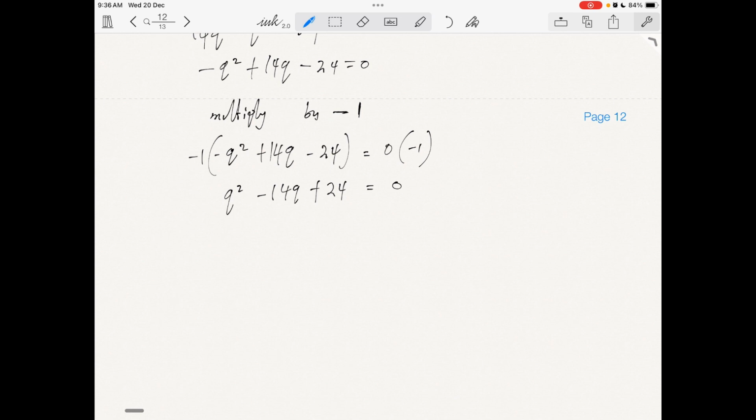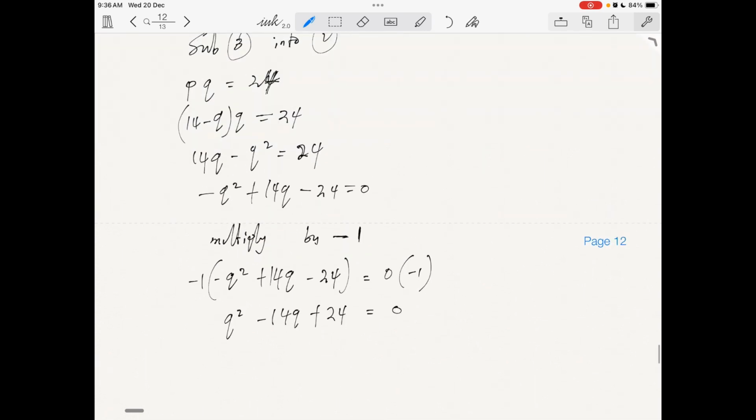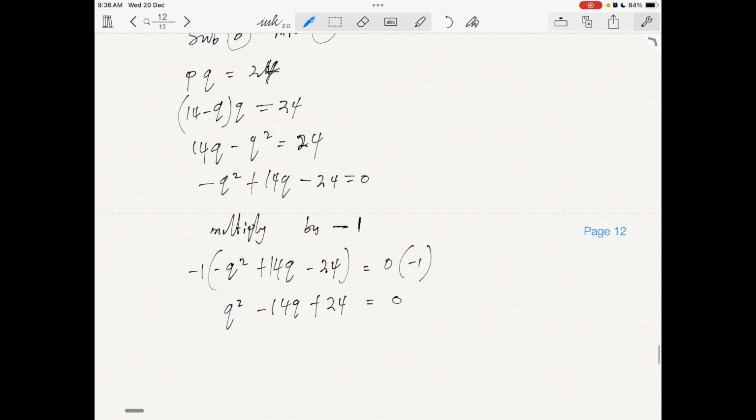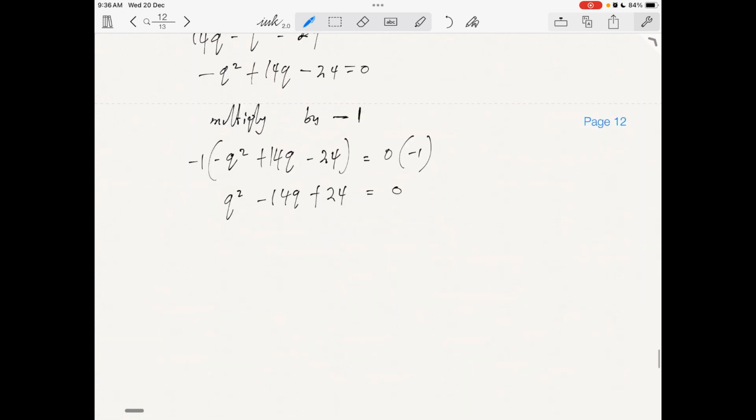solving, method of squares, usually, so we have two formulas. Okay, so then we will have two answers. That's Q is equal to 2, and Q is also equal to 12.